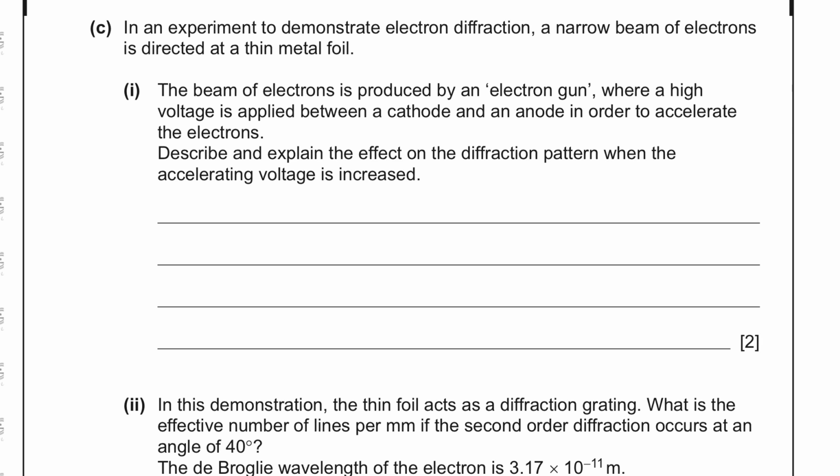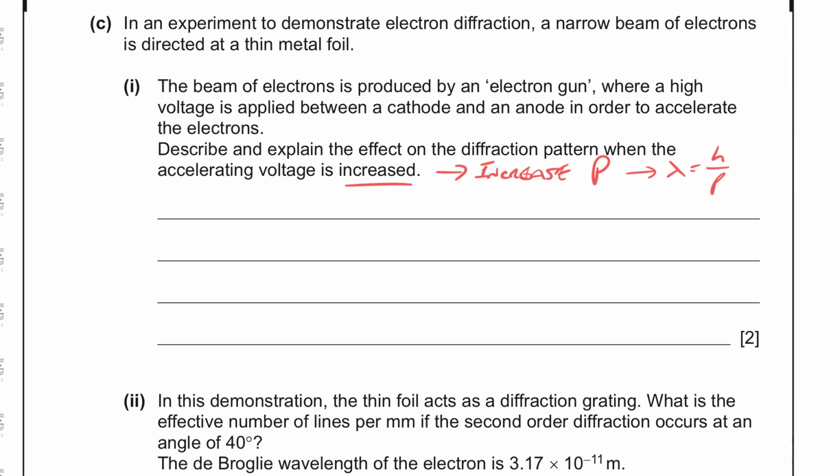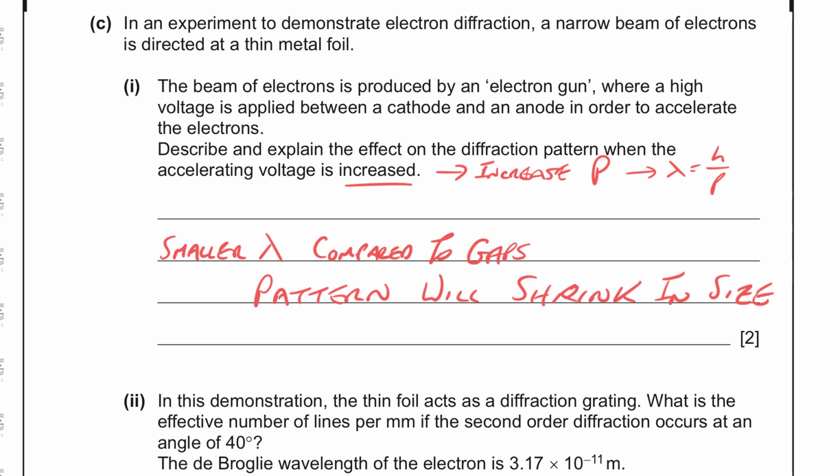So again, if you accelerate them more, they will have a higher momentum. So we can think in terms of what will happen to their de Broglie wavelength. If you increase p, then because lambda is h over p, increasing p will reduce lambda. So that's going to give you a smaller lambda compared to the gaps. So the gaps are much bigger now than the lambda, so you're going to get less diffraction. So the pattern will actually get smaller. There'll be less diffraction.